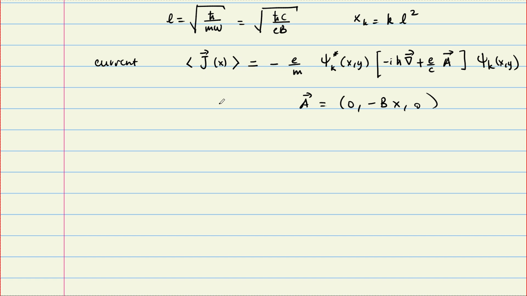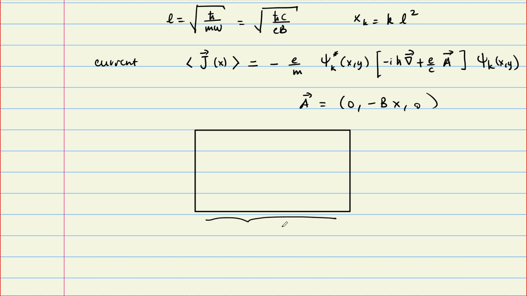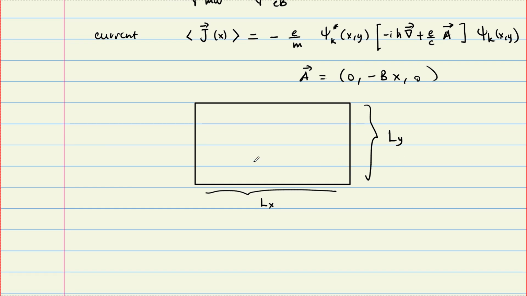And here A, the vector potential in the Landau gauge, was taken to be (0, minus Bx, 0). And to find the total currents, I need to integrate. Okay, so I'm considering a sample like this. Maybe I can do it in the center. So this side is Lx, this side is Ly, and there will be current in the longitudinal direction, which I'll call Ix, and there will be current in the transverse direction, which I will call Iy.